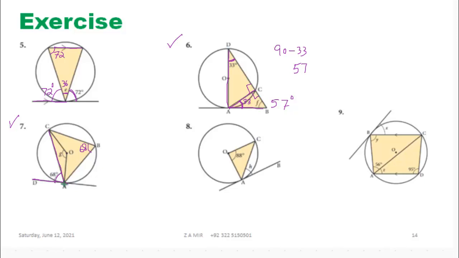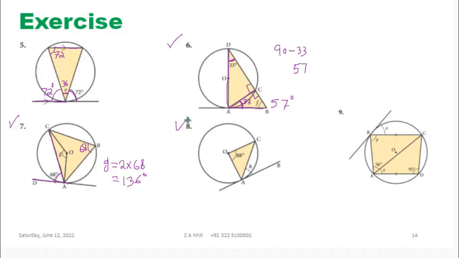And we know another property of the circle, that the angle at the circumference is half the angle at the center of the circle. In other words, the angle at the center is twice the angle at the circumference. So this angle G will be 2 times 68, that is 136. So this angle G is 136 degrees.